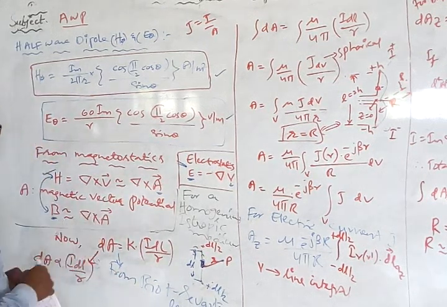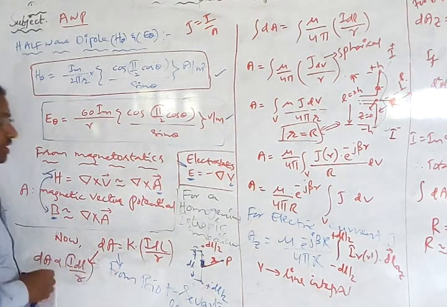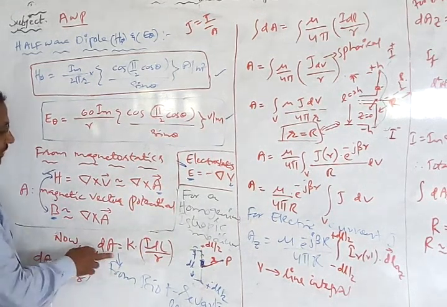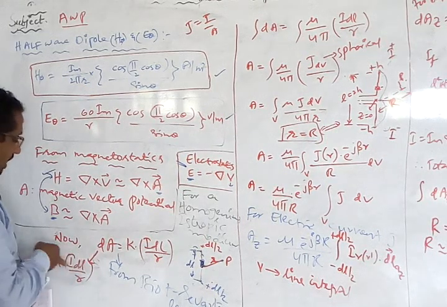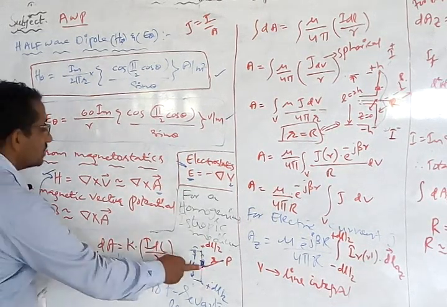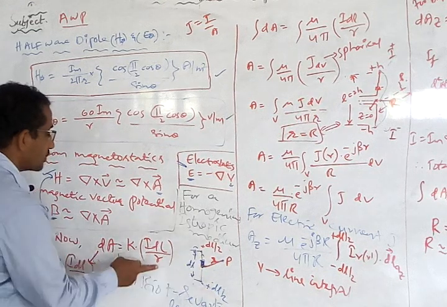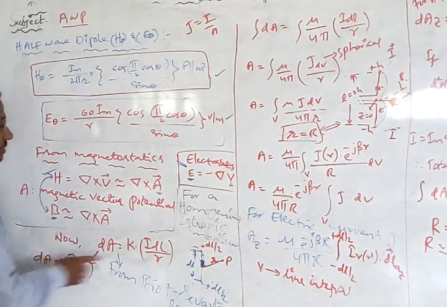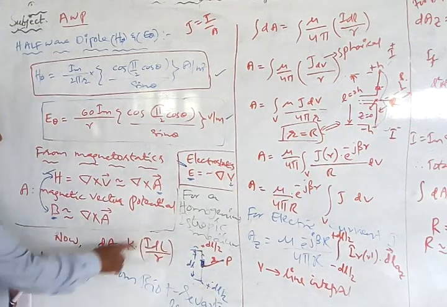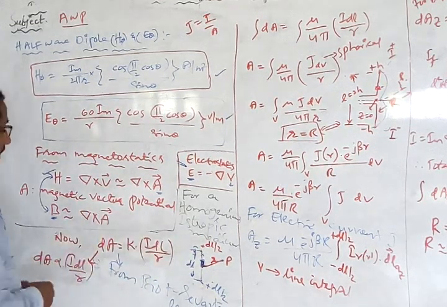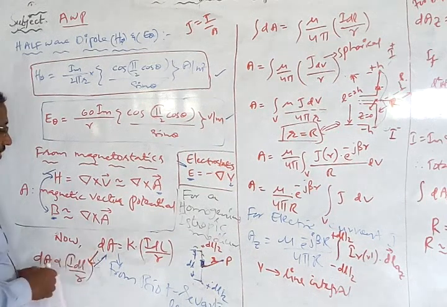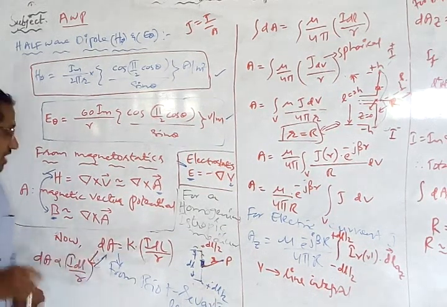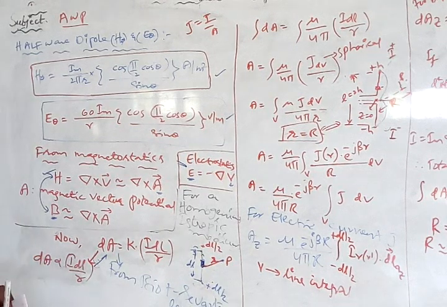So when we have that condition, using Biot-Savart law from magnetostatics, we have already defined that the magnetic vector potential is directly proportional to the source and inversely proportional to the radial distance. The source is I into dL, and it is inversely proportional to R. In terms of an equation, dA is equal to some k times I dL by R, where k is the medium constant.